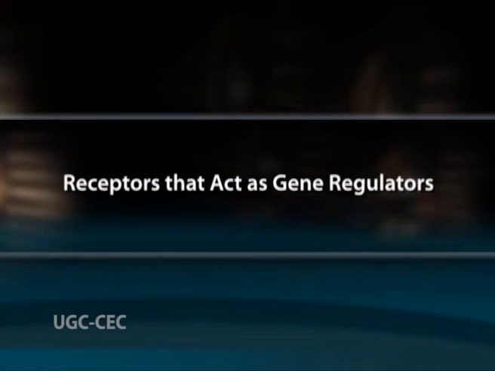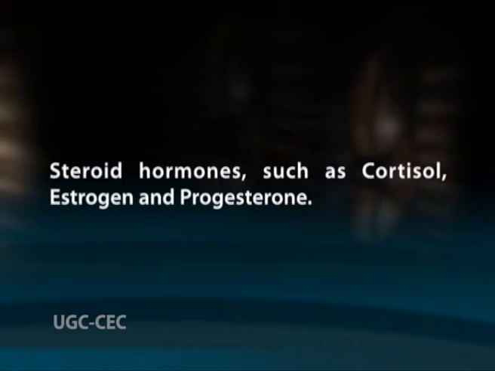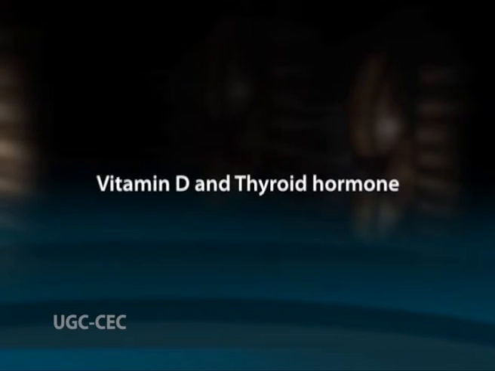Receptors that act as gene regulators. Some intracellular receptors act as regulators of gene transcription. Among them are receptors for steroid hormones such as cortisol, estrogen and progesterone, as well as the receptors for a number of other small lipid soluble signal molecules such as vitamin D and thyroid hormone.